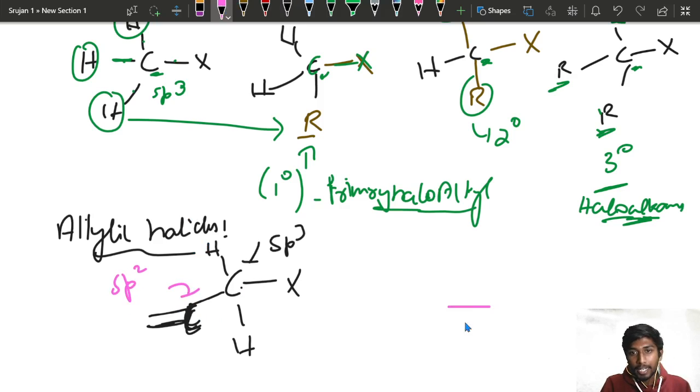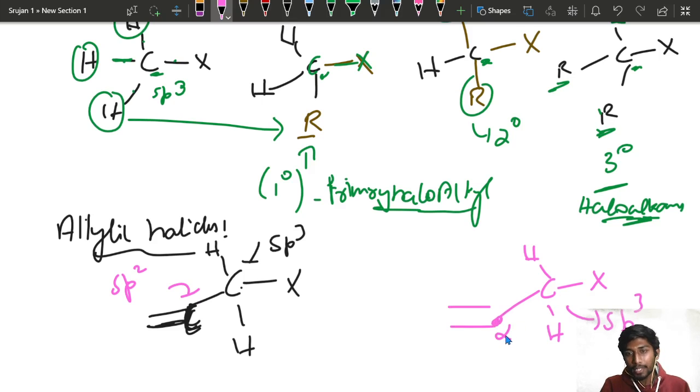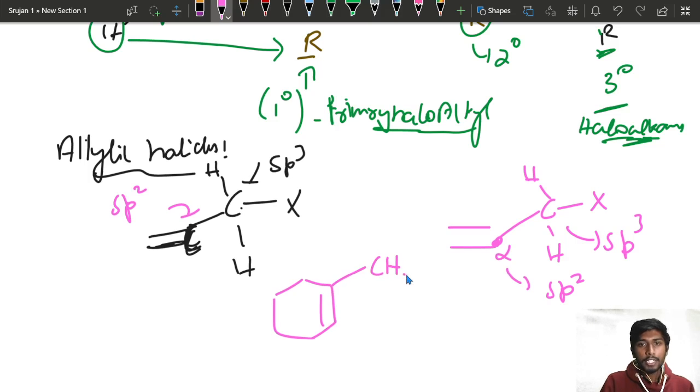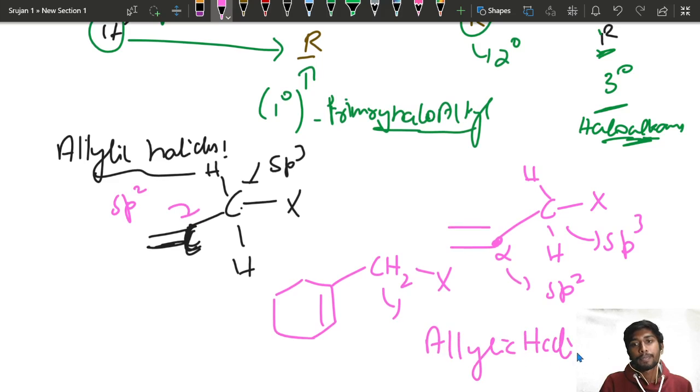If I write generally, a double bond and this carbon attached to a halogen, this is sp3 itself, but the second carbon, which you can call alpha, is sp2 hybridized. This is called an allylic halide. It is also present in cycloalkenes: a cycloalkene attached to a CH2 halogen is also an example of an allylic halide.